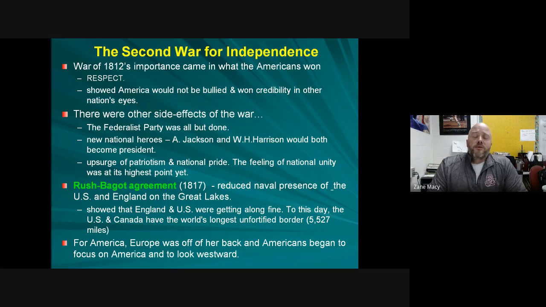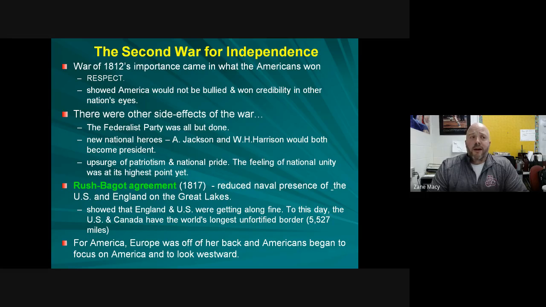So the importance of the War of 1812 basically comes down to the Americans, since they don't really pick up any land, they win respect, specifically from Britain, but bigger picture, the rest of Europe. We're no longer looked at as those former colonies. We are going to be looked at as a true nation. We're still not a world power, but they look at us as a real nation in our own right, not just a set of former British colonies. We're now considered a credible nation.